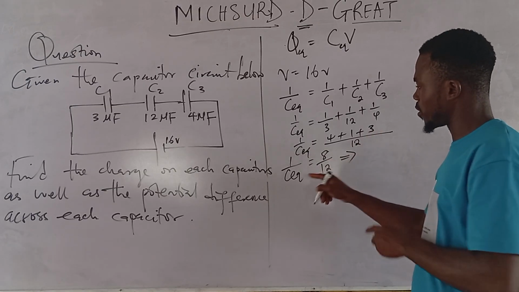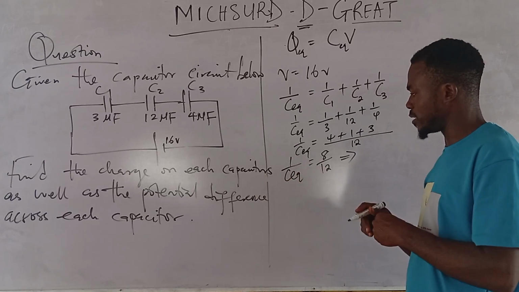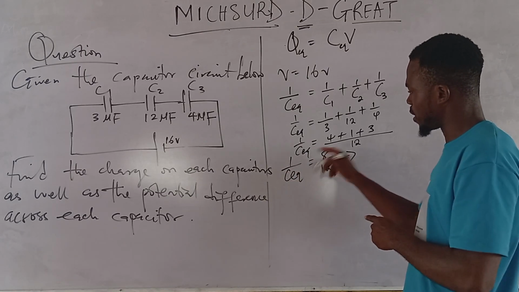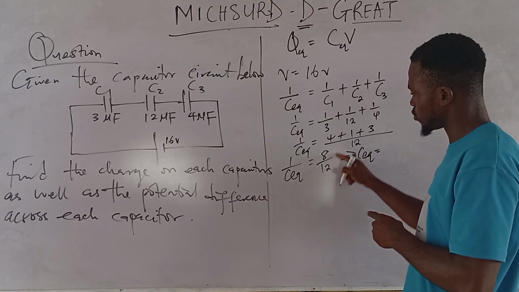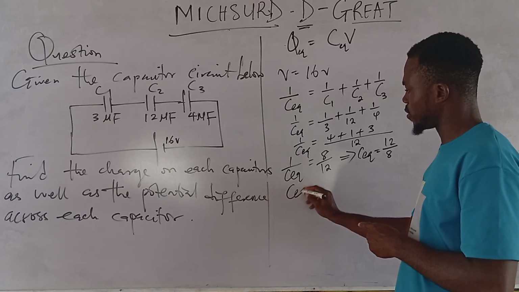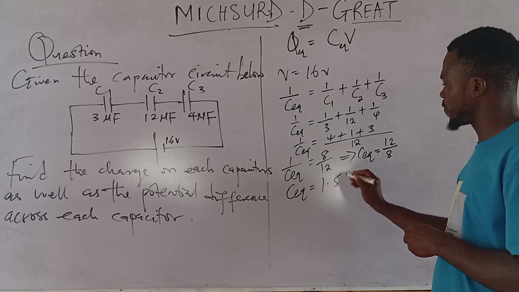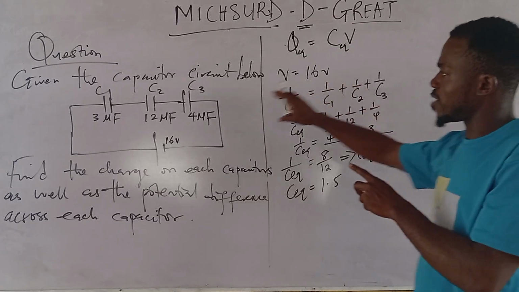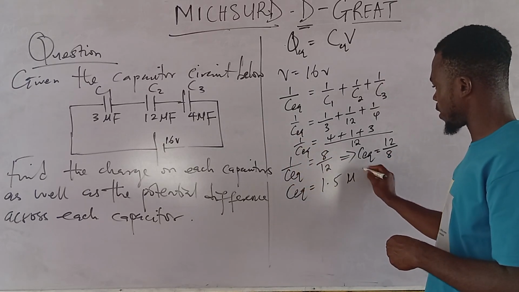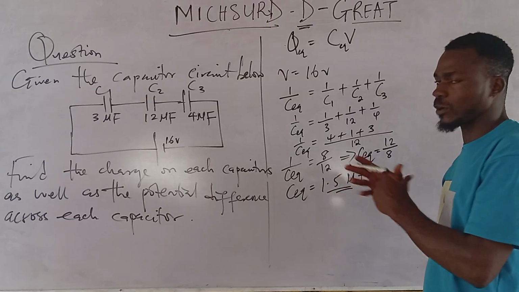But what we are looking for is the equivalent capacitance, not the inverse of the equivalent capacitance. So that means I have to take the reciprocal. This will come up, this will come down. So we have the equivalent is equal to 12 over 8. If you punch this in your calculator, the equivalent capacitance will give you 1.5. Now remember, we did not convert our microfarad, so we leave the answer in microfarad. So this gives us the equivalent capacitance.